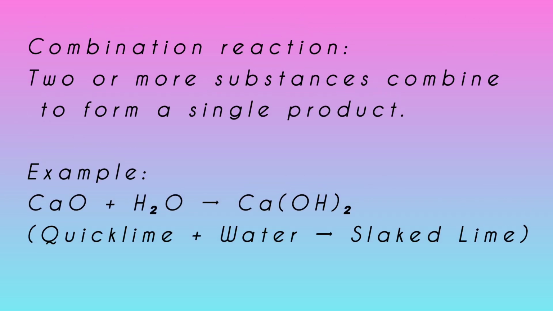First, combination reaction. A combination reaction is when two or more substances combine to form a single product. For example, CaO plus H2O equals Ca(OH)2. Calcium oxide, also called quicklime, reacts with water to form calcium hydroxide, also known as slaked lime. This is a classic example of a combination reaction, and also an exothermic reaction because it releases heat.